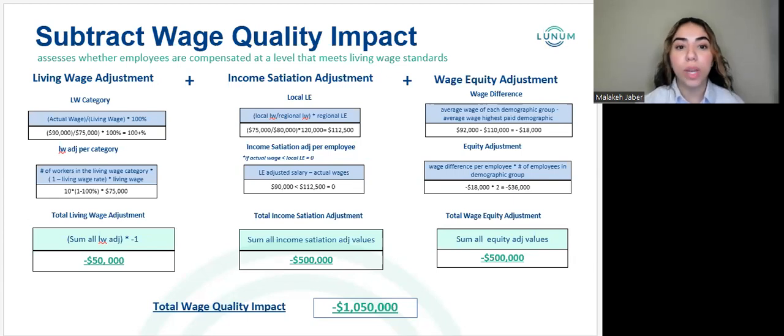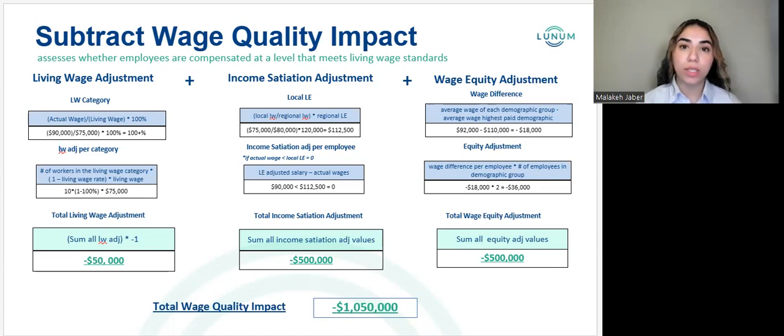Now that we've calculated the wage difference, we can then calculate the equity adjustment. So we take that wage difference we've just calculated, that negative $18,000. We then multiply that by the number of employees in the demographic group. In this instance, we noted that there were 2 employees in that same demographic group. We take that negative $18,000, we multiply it by 2, and we ultimately reach a figure of negative $36,000. That's going to be our equity adjustment.